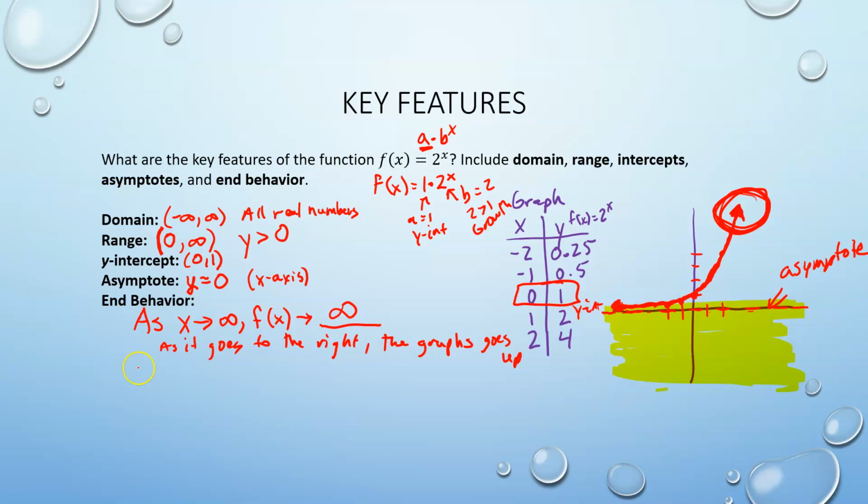And now we're going to see one twist. As x approaches negative infinity, f of x approaches what? Well, again, this is as it goes left.